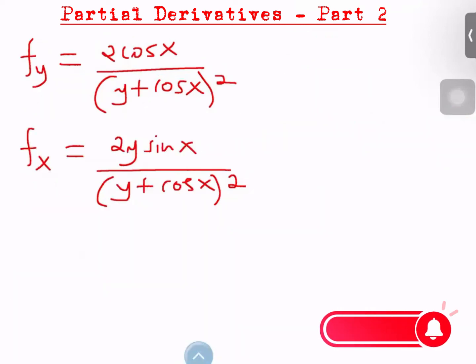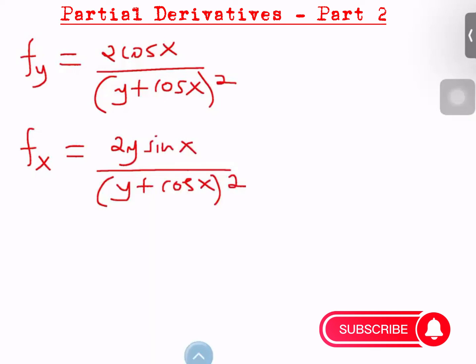Now, if you remember how the question read, we were supposed to find the partial derivatives with respect to x and then again with respect to y. Once we are done with that, we sum the two. Then we have to find the value of the sum when x is equal to pi over 2 and y is equal to 1. Now, we are a few steps closer to the final result.